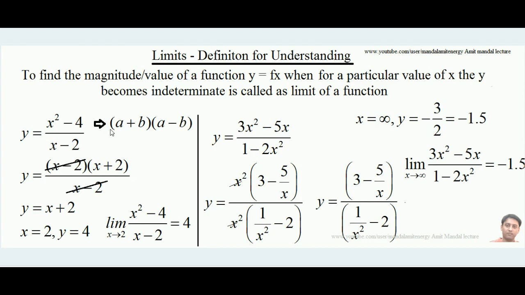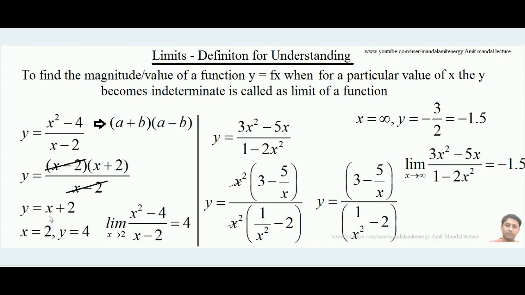x² − 4 can be written as x² − 2². That is in the form of a² − b², which can be written as (a + b)(a − b). According to that, you can write x² − 4 = (x − 2)(x + 2), but in the denominator there is already x − 2, which can be cancelled. Ultimately you get x + 2. So y = (x² − 4) upon (x − 2) is actually equal to x + 2 by this mathematical operation.